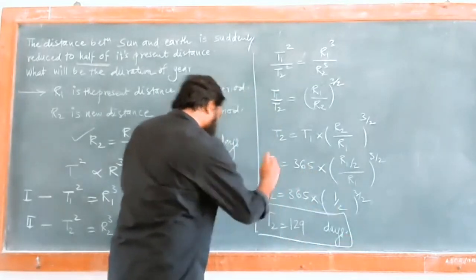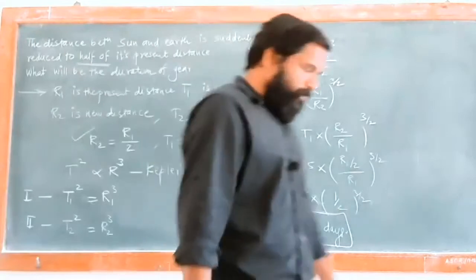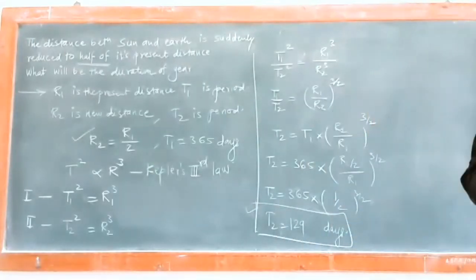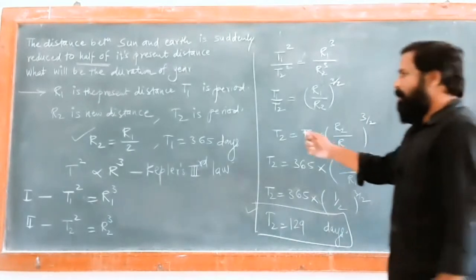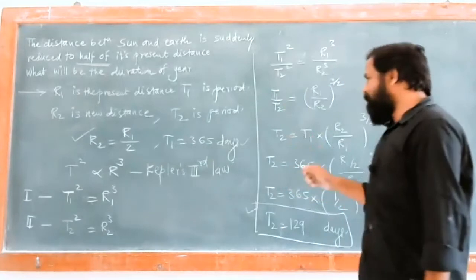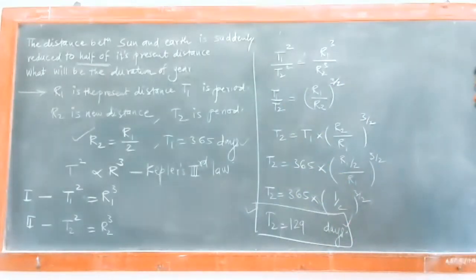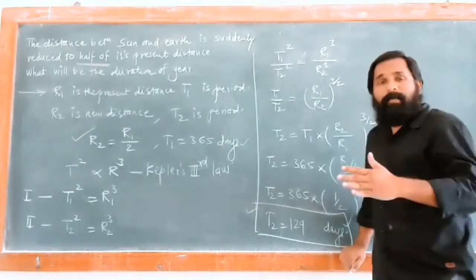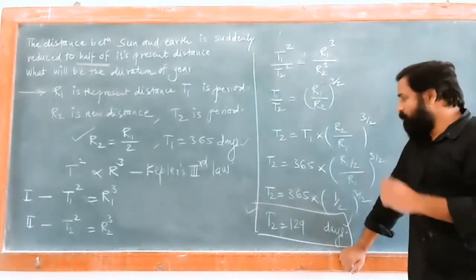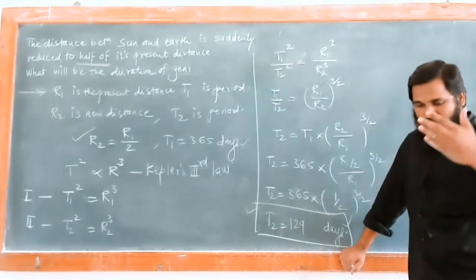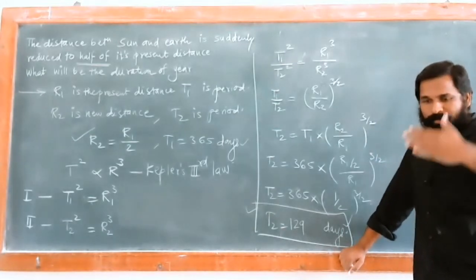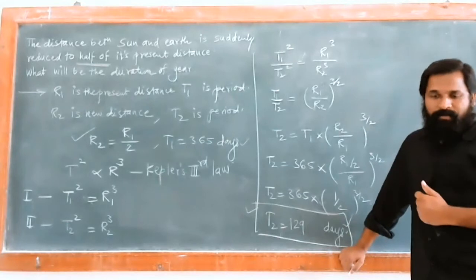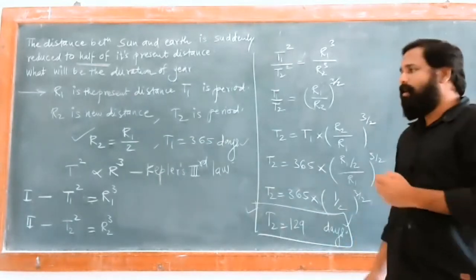So this is your problem. The condition is when the distance is suddenly reduced to half of its present distance, then the number of days will decrease from 365 to 129. Okay, so it is less than half of the present time period. And if the Sun comes this close to us, when the distance is suddenly reduced to half, I think nothing will remain here, everything will be finished.